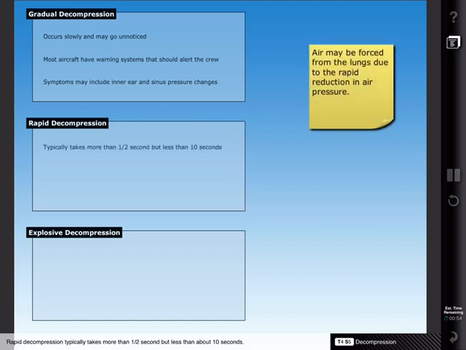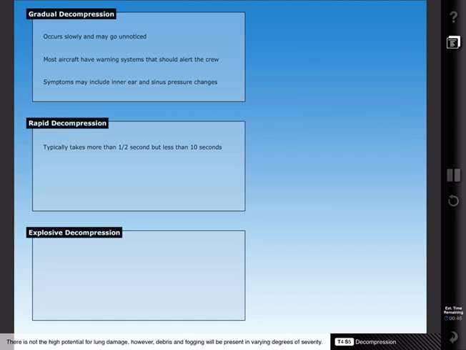Rapid decompression typically takes more than 1/2 second, but less than about 10 seconds. There is not the high potential for lung damage, however debris and fogging will be present in varying degrees of severity. Any decompression that takes place in less than 1/2 second is considered to be an explosive decompression.